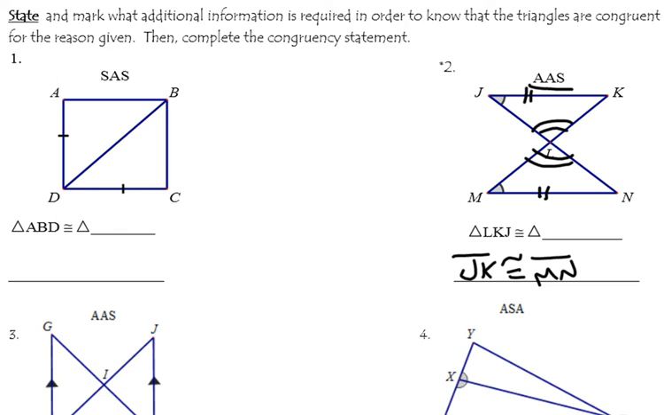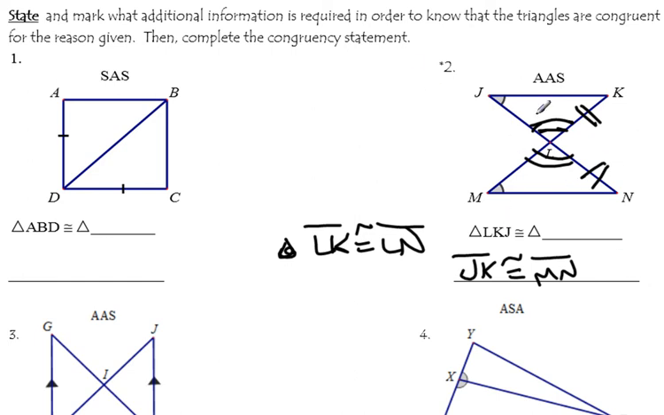But if you also wanted to do angle, angle, side here and angle, angle, side here, then you could mark LK congruent to LN. Either way, you'll have angle, angle, side.